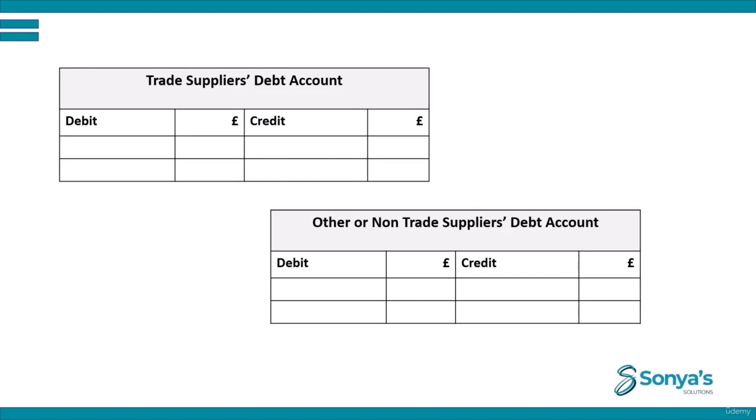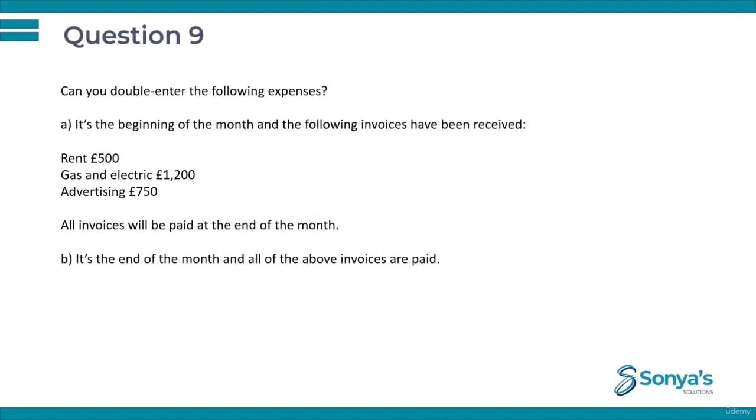Other expenses are accounted for in exactly the same way. However, the business may use a liability account for trade suppliers, so that's the suppliers that they buy stock from, and a different account for other types of suppliers. Get ready to pause the video to give yourself time to read and answer the question.